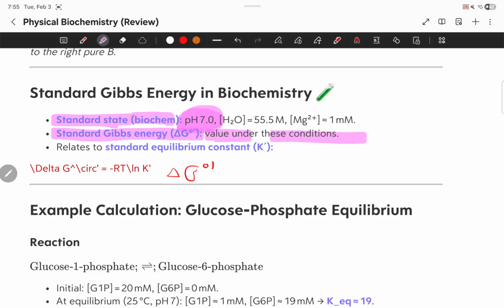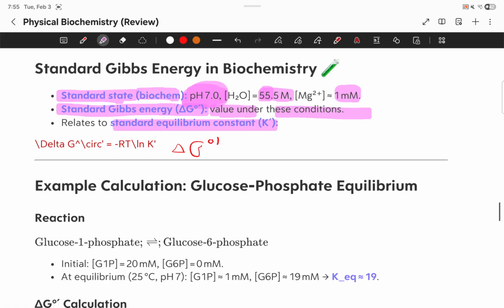pH 7, water 55.5 moles, and magnesium ion 1 millimole, okay? And it relates to the standard equilibrium constant, K eq.